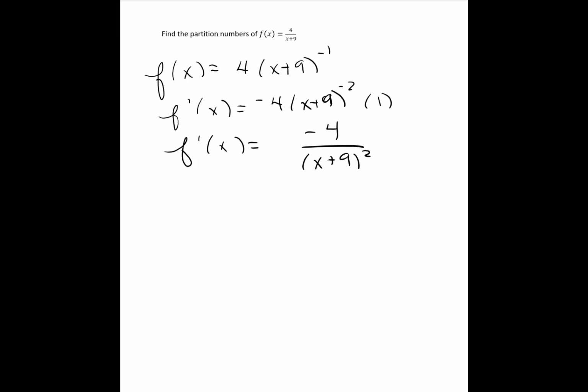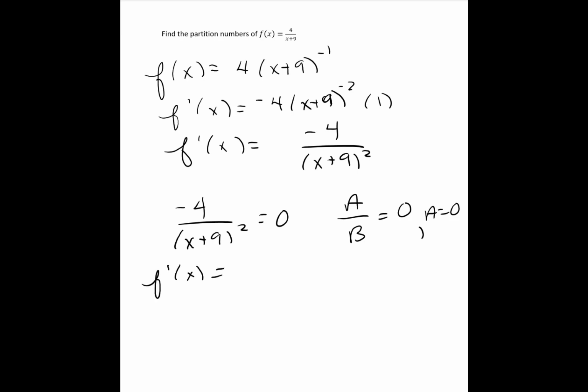I want to take that and set it equal to 0. So I have negative 4 over x plus 9 squared. I want you to get used to the idea that the only way a fraction a over b is equal to 0 is if a is equal to 0, right? So when I have a fraction, I'm really just looking at the numerator. Negative 4 is never equal to 0. So this one, f prime of x, is not going to be equal to 0. So I don't have anything from that.